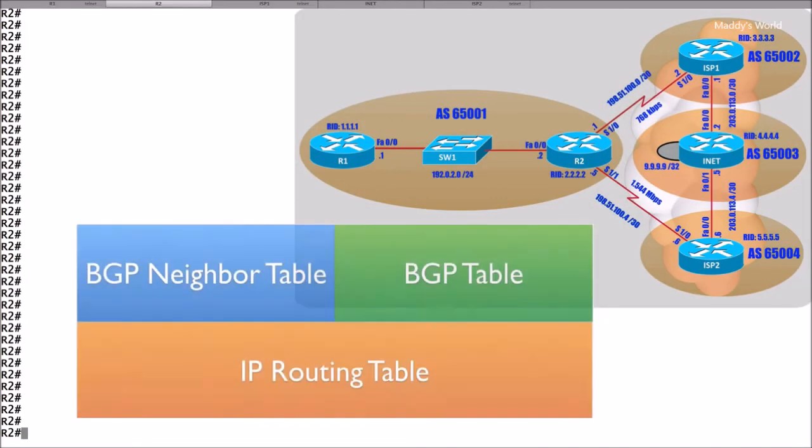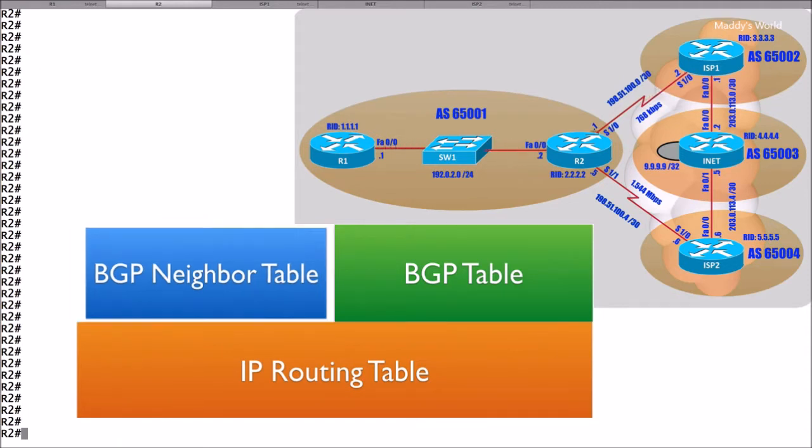BGP maintains a couple of different data structures. There's a BGP neighbor table and a BGP table. And of course, there's a linkage between BGP acting as a routing protocol and our IP routing table. In this video, let's take a look at some BGP-specific show commands that will show us the contents of these different tables. First, what do we find in these tables?